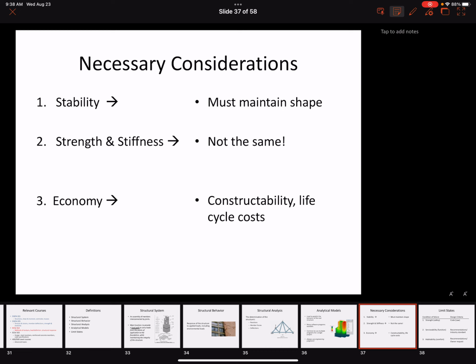And then we've got strength and stiffness. These two things are not the same. Strength refers to the ability of the structure to safely carry the loads from the point of application to the foundation. Stiffness refers to the ability of the structure to not deflect too much. So stiffness is tied to deflections, while strength is tied to safety, etc.